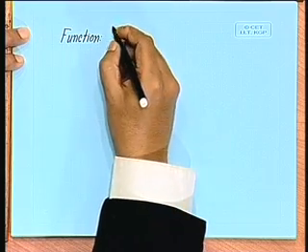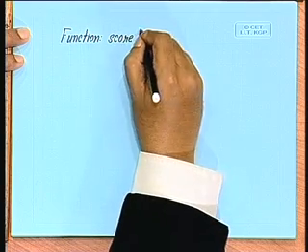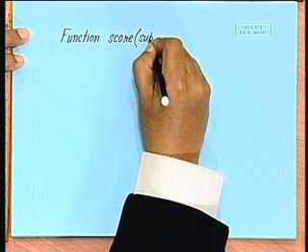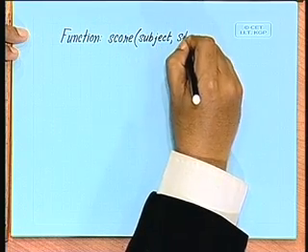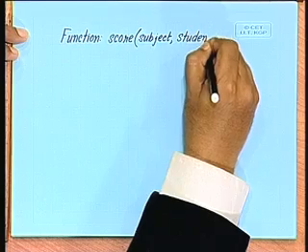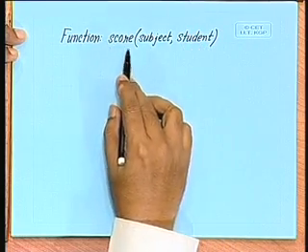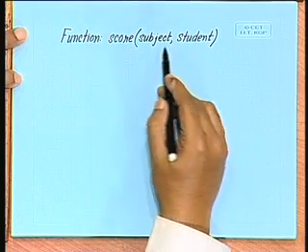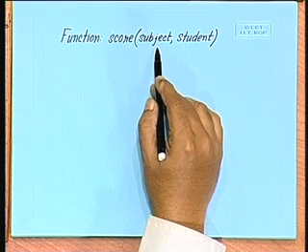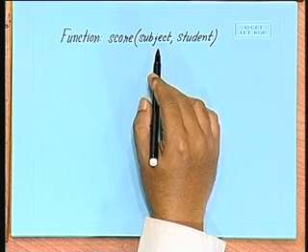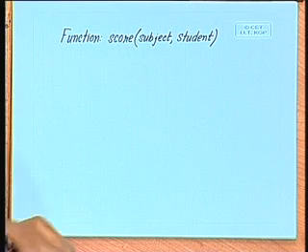The function will be score. The first argument of the function will be a subject, and the second argument will be the student. So, given the subject and the student, this function will return the score obtained by that student in that subject. Now, what we want to express is the best score in history is better than the best score in biology.